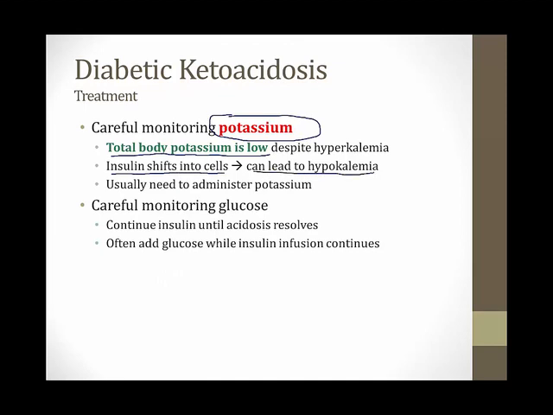Usually after a few hours of therapy with insulin, you need to add potassium to the IV fluid so that the patient does not develop symptomatic hypokalemia. In addition, you need to carefully monitor the glucose. As you administer insulin, the glucose level will begin to fall, but you can't stop the insulin when the glucose gets low. You need to continue it until the acidosis goes away. Remember, the acidosis is responsible for many of the symptoms of DKA.